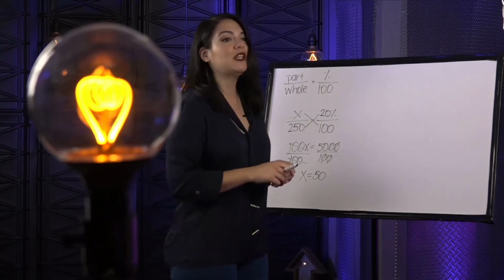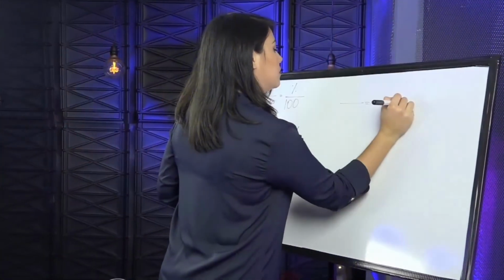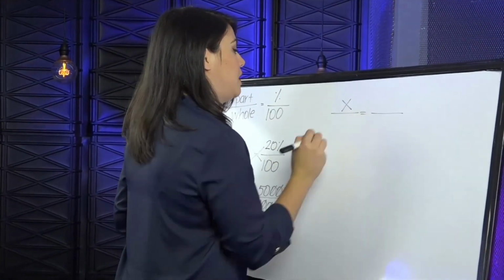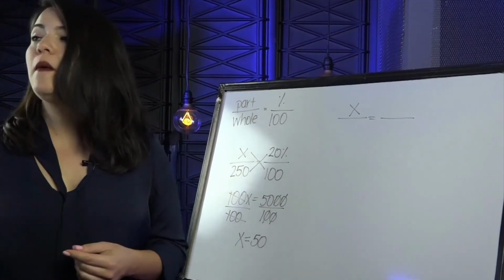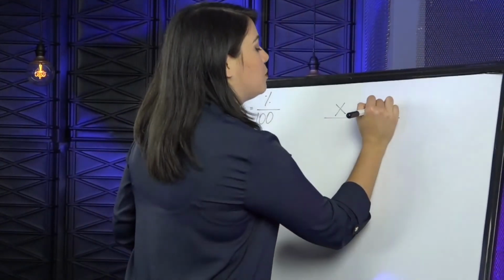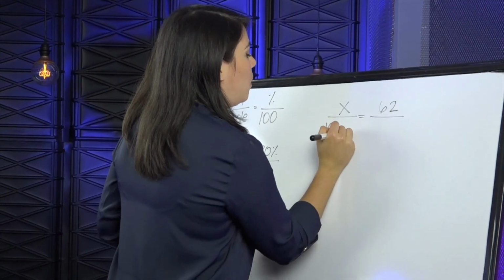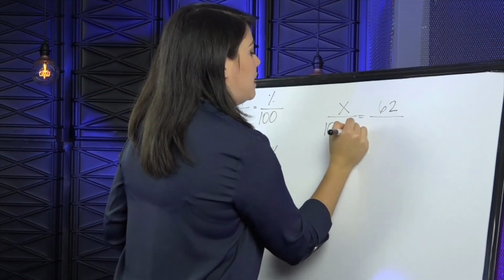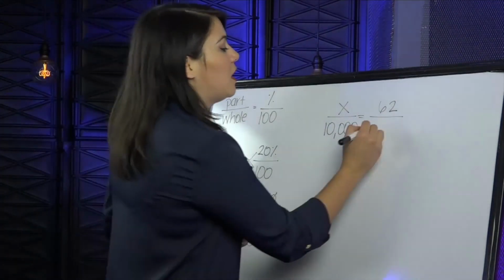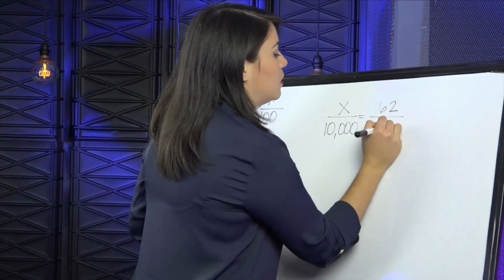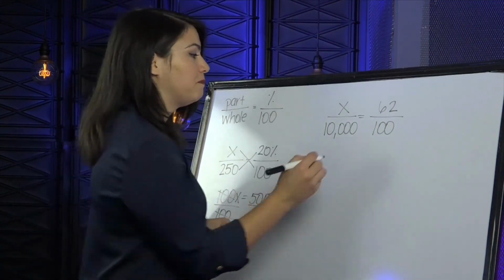Let's plug it into our equation. So the part we're going to call x because we don't know it. The percentage is given to us by the problem, which is 62%. And we know that the whole is 10,000 households in the town of Fellsmere. And we know that 100 always goes down here. Now let's go ahead and cross multiply.